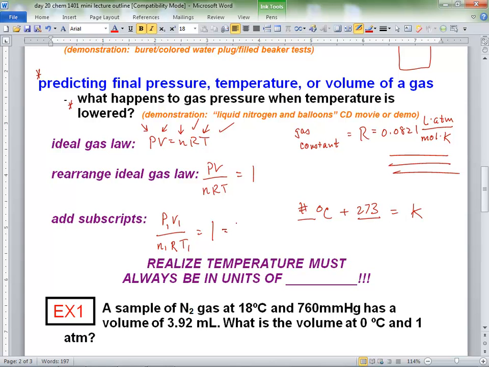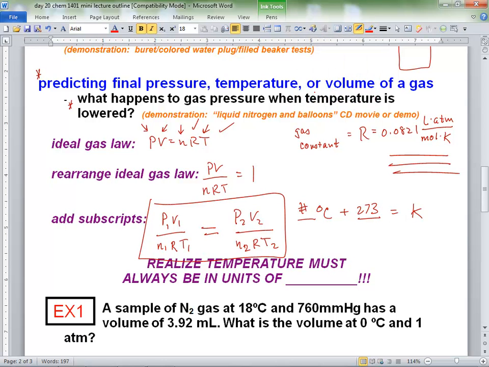Well, if the initials all equal 1, the finals all equal 1, too. I'm going to use 2's for my finals. Well, they both equal 1, so that means they both equal the same thing. They equal each other. Right? And here's my equation, but I can simplify it.